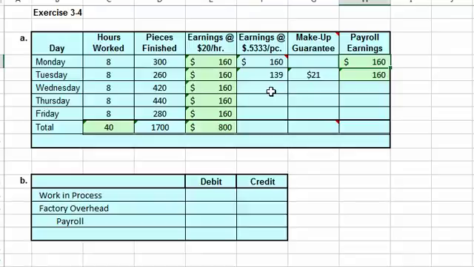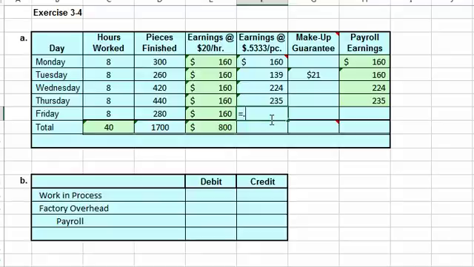She gets extra though if she goes over, and that's what we're going to have in this next situation. Her pay based on units produced for Wednesday is equal to our rate per unit of 53.33 cents times 420. Really good day on Wednesday. 420 units produced. So that's $224. She's not below the 160, so there's nothing to make up. So the payroll earnings on Wednesday equal $224. Okay, on Thursday, it's equal to 0.5333 times 440. She's over again. Okay, the 235 is greater than the 160, so she's going to get 235 for Thursday.